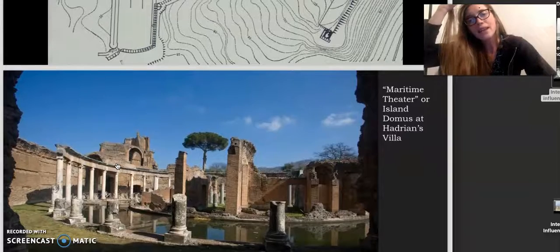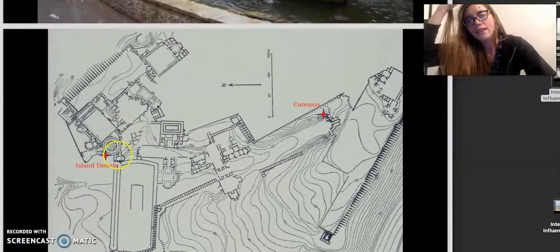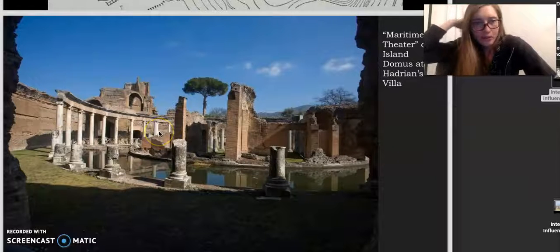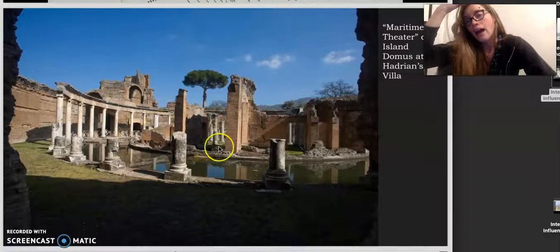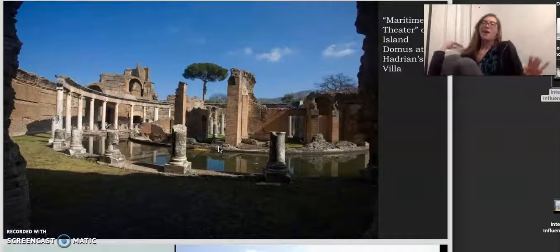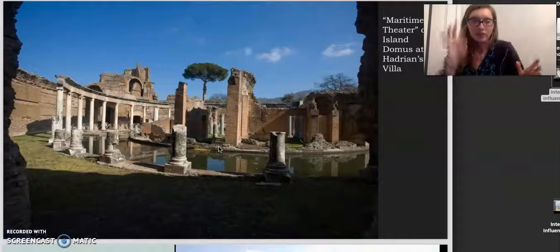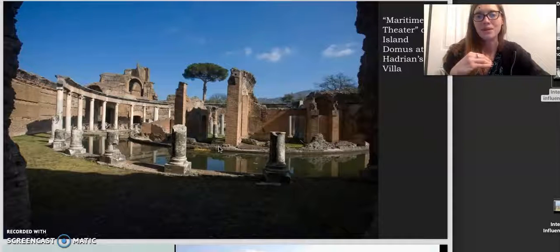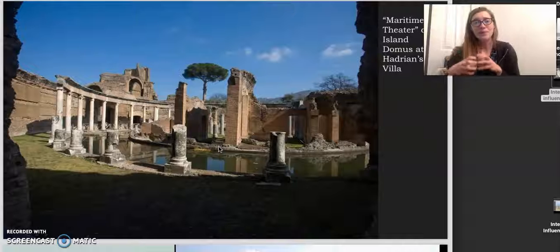So the first site that I want to visit is this Island Domus or Maritime Theater. It has a couple different names, Teatro Marittimo, if you're going Italian. And this doesn't have so much to do with intercultural, or at least not directly with intercultural influences. Rather, I think it's a really interesting way that Hadrian has taken the form of a typical Roman townhouse, that stereotypical domus form that we talked about earlier, and transplanted it into this odd global villa that he has.